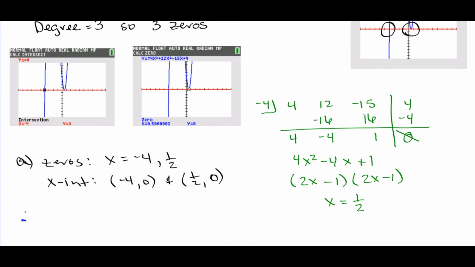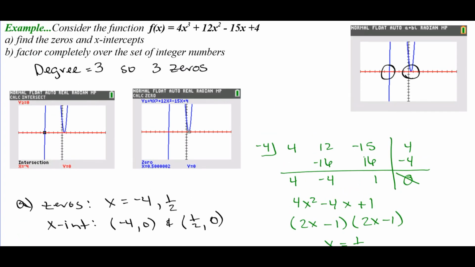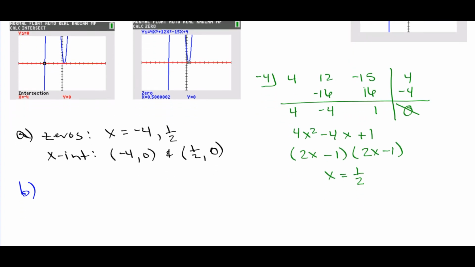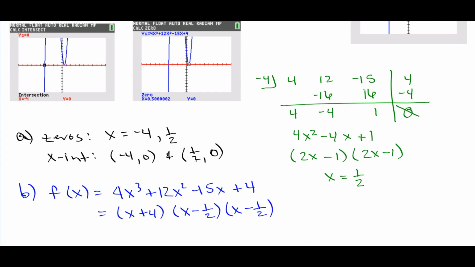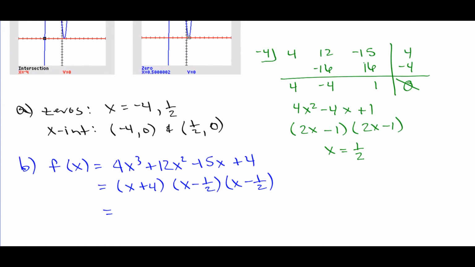And then part B asked me to write the polynomial completely over the set of integer numbers. So we had 4x cubed plus 12x squared minus 15x plus 4. So using my zeros, I'm going to write x plus 4 and then x minus 1/2. And that's actually twice x minus 1/2 again because this was a double root.